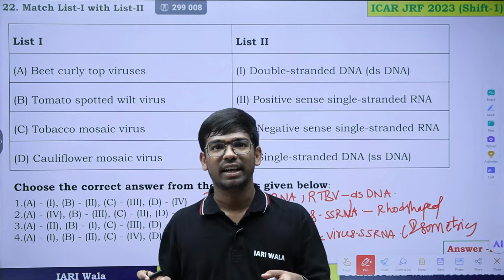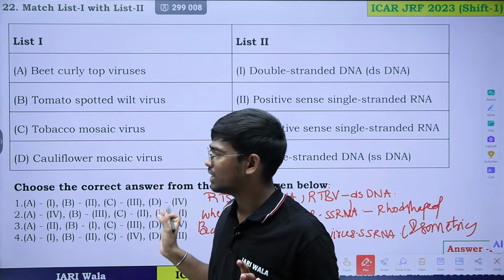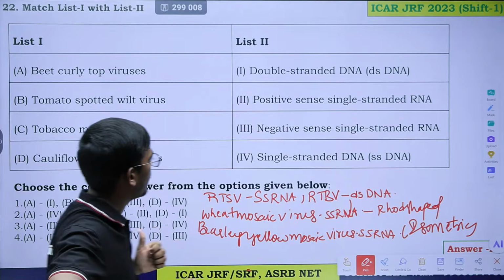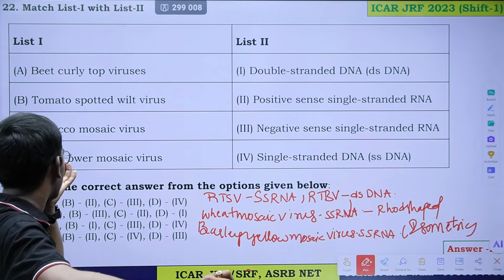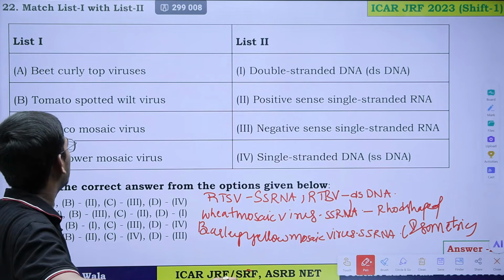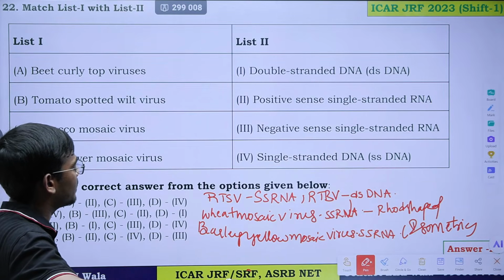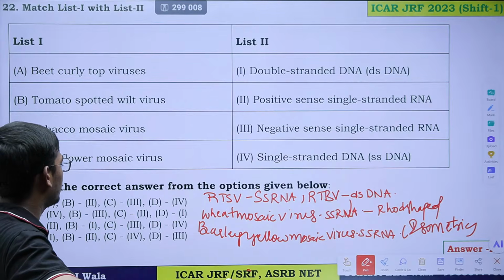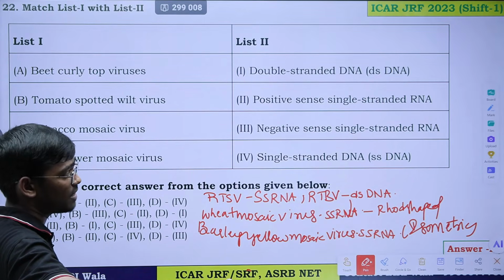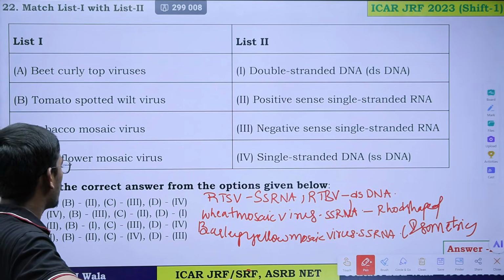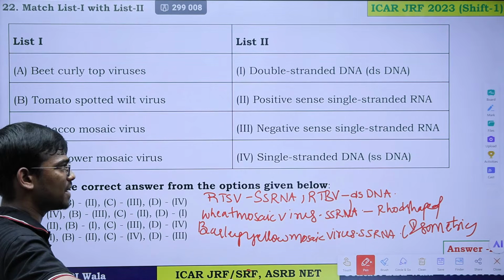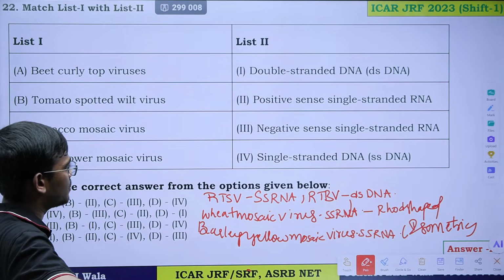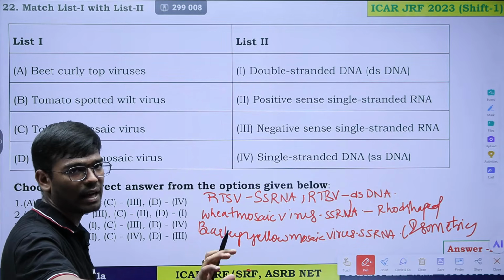So this entire chart, you can see in the entomology treatise book as it is. Wheat curly top virus consists of a single stranded RNA, and tomato spotted wilt virus consists of a negative sense single stranded RNA, and tobacco mosaic virus consists of positive sense single stranded RNA, and cauliflower mosaic virus consists of double stranded DNA. That thing is clear.